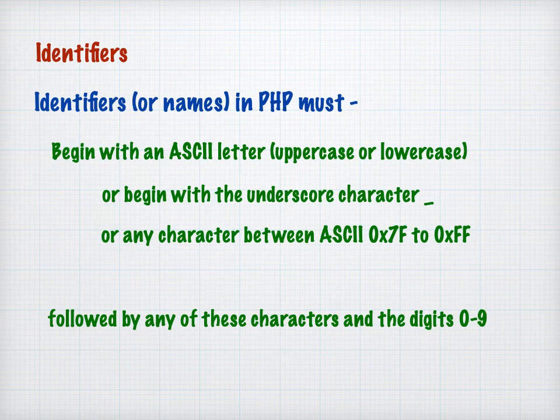So identifiers, the names for our variables in PHP, must begin with an ASCII letter, and it can be uppercase or lowercase. You are allowed to use that underscore character inside the name if you want, and you can use certain special characters within the name. You are also allowed to use digits, but it mustn't begin with a digit, but the digit can be in the middle or at the end of the name that you choose. So let's have a look at some examples.